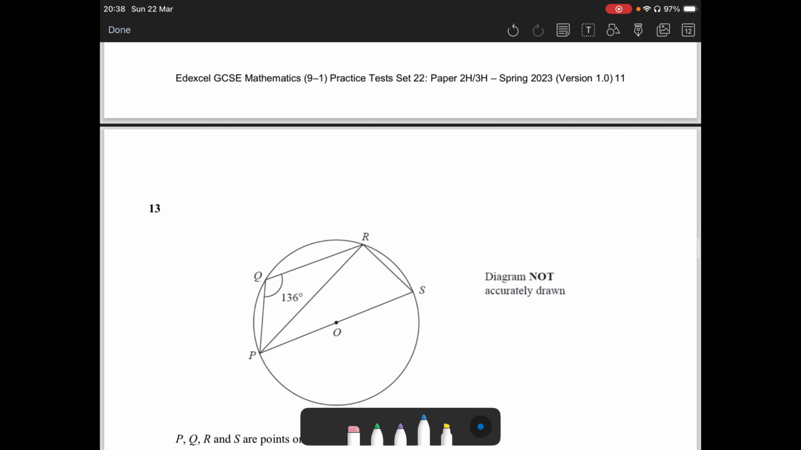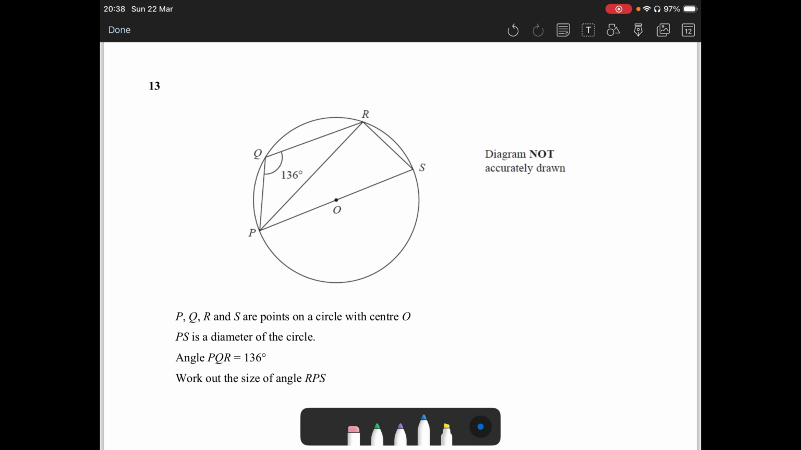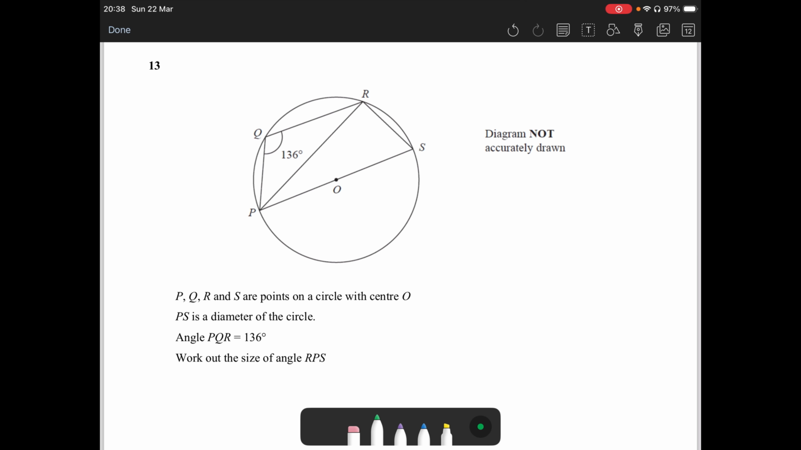Okay. Number 13. Looks like a circle theorems question to me. Doesn't ask you for reasons, which is a little bit nice on our end. That's the hard part. Okay. Now we are told P, Q, all points in a circle. PS is the diameter. Okay, so this is a semicircle. So PRS automatically must be 90 degrees.